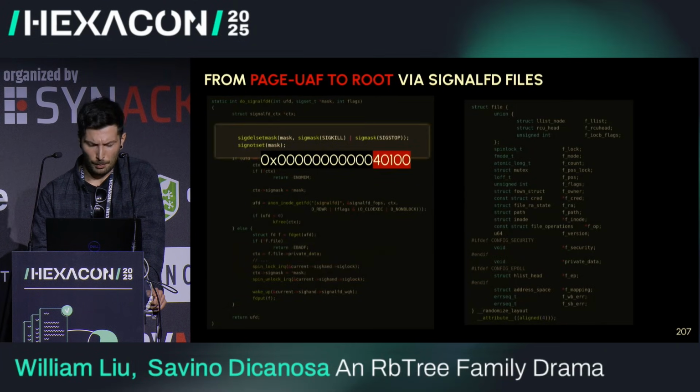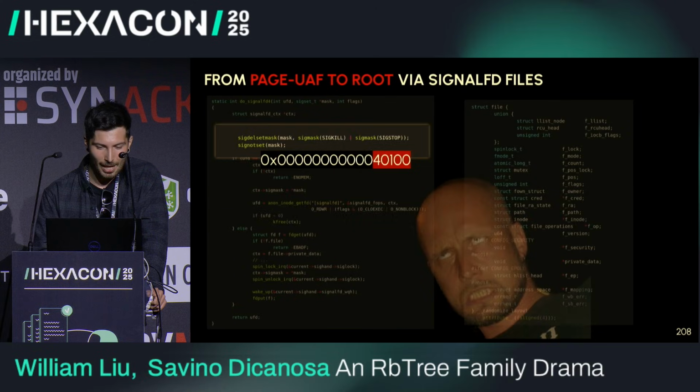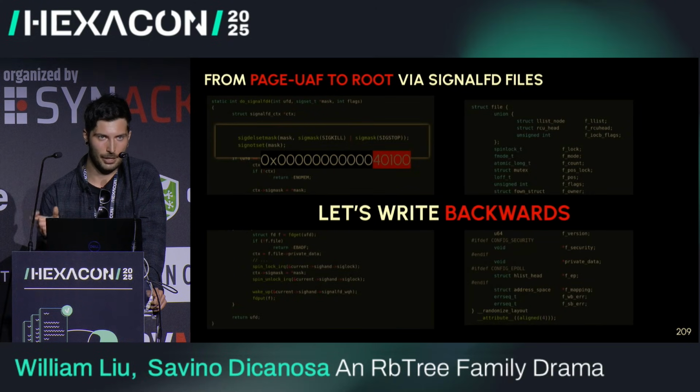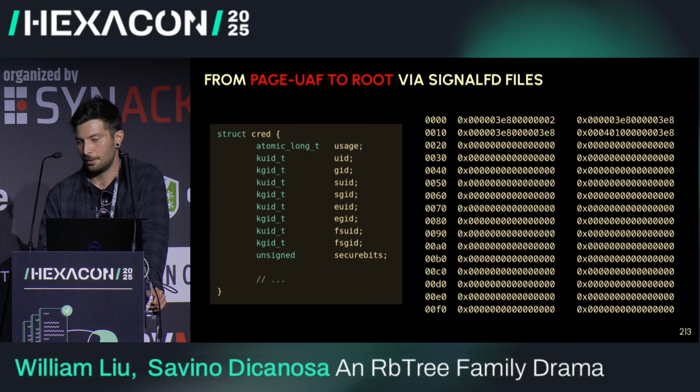Now, the problem is that we cannot control the lower bytes of the mask. And this is very annoying. But there's a trick. We can just use the upper bytes to set the credentials to 0. And we just need to start writing backwards. And as you can see here, we can just become root like this.